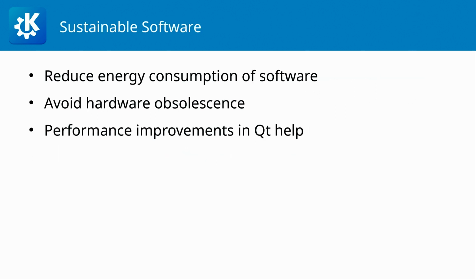The second goal is sustainable software, which is mostly about reducing the energy consumption that is caused by running our software, and by that also avoiding hardware obsolescence, so that you don't have to buy a new laptop just because your programs are running too slow. And how Qt can help here is by performance improvements in Qt that directly improve the performance and resource efficiency of our software.